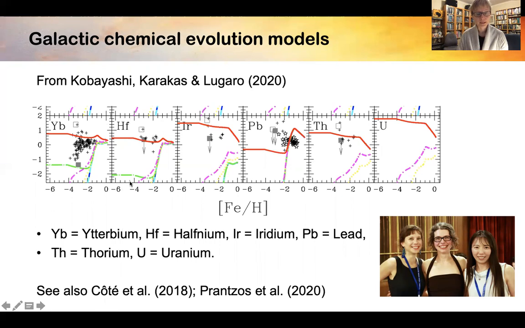So here I'm highlighting some lovely heavy elements: ytterbium, hafnium, iridium, lead, thorium, and uranium, of course. And you see we've put observational data points where we can find them. You see for some elements like iridium, there's very few. Thorium, there's few. There's some, though. Uranium, none. So these are the people. I'm on the left here. These are the people who made these heavy element predictions.